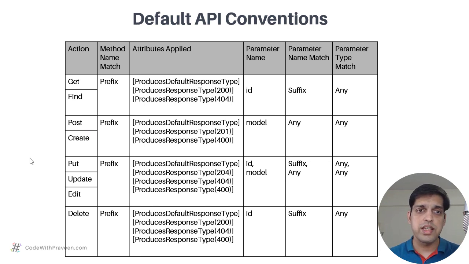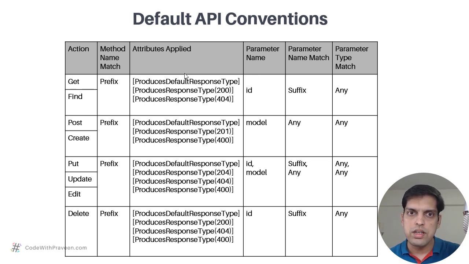If you take the first example, we have the get as the action method. Here we have mentioned the method name matching rule being prefix, which means that, for instance, get course, in that case this does get validated because it starts with the keyword get. It can even be find, which means find courses. That is another example. So that is the first matching rule.